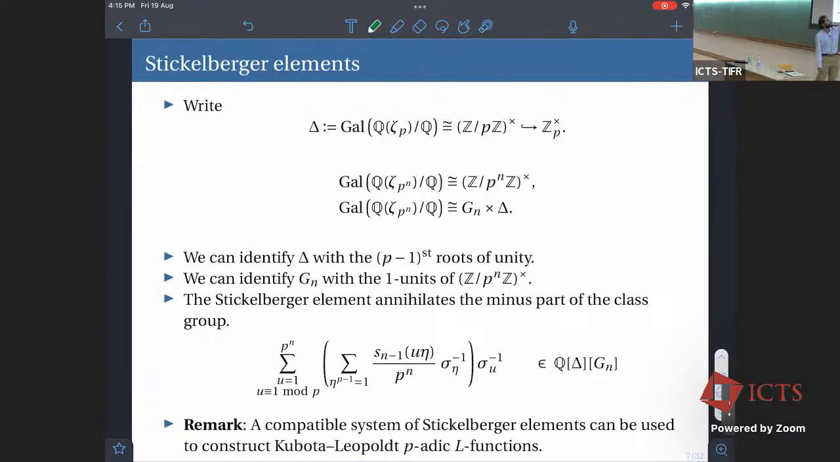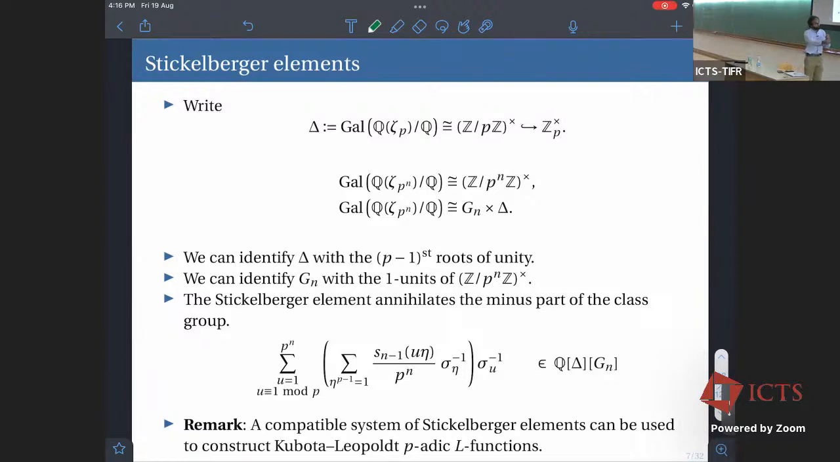Every element in (Z/p^nZ)^× is written as an element in delta times an element in G_n. So I'm just summing over elements in delta, and then summing over elements in G_n. A compatible system of Stickelberger elements can be used to construct the Kubota-Leopoldt p-adic L-functions.